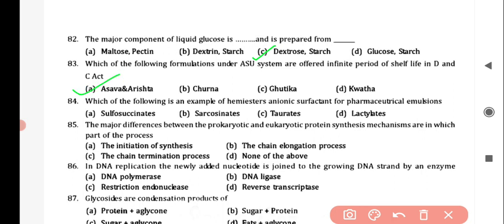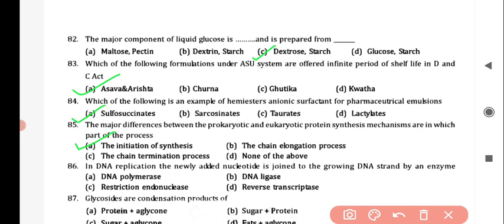Next question is, which of the following is an example of hemiesters, anionic surfactant for pharmaceutical emulsions? And the correct answer is option A, sulfosuccinates. Next question is, the major differences between the prokaryotic and eukaryotic protein synthesis mechanisms are in which process? And the correct answer is option A, the initiation of synthesis.